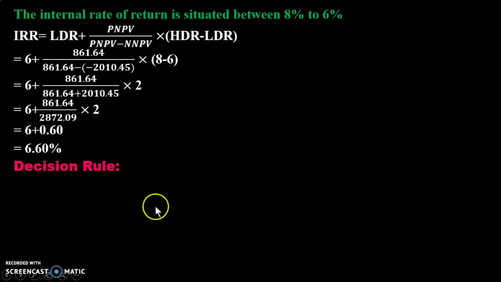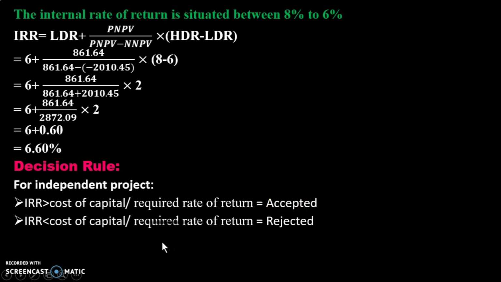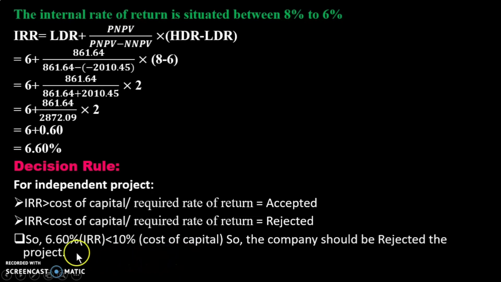Now the decision is: for an independent project, IRR higher than cost of capital or required rate of return is accepted. Otherwise, IRR less than cost of capital or required rate of return will be rejected. In this project, the result is IRR 6.60% and cost of capital is 10%. So the IRR is less than cost of capital. So the company should reject the project because this is a loss project.